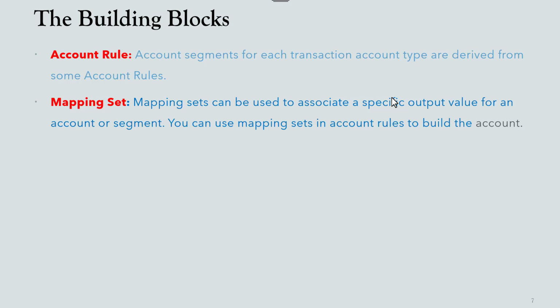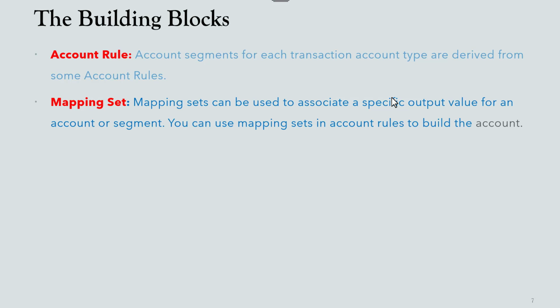Next, the mapping set can be used to associate a specific output value for an account or segment. You can use mapping sets in account rules to build the account. Use mapping sets to define a specific output value within an account or a segment. Based on the input value from the subledger transaction or reference information, a specific value can be assigned to a segment or segments. Also, segment values can be assigned to all segments of the account. Mapping sets provide an efficient way to define the output values and are easier than using account rule conditions.